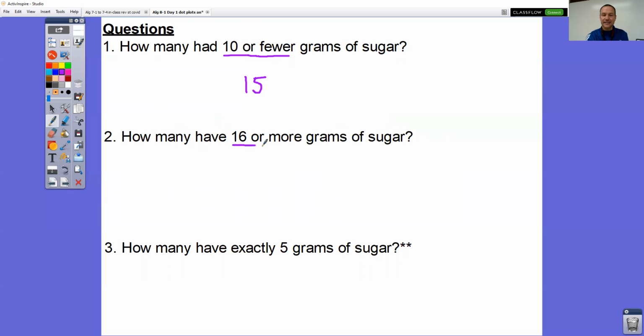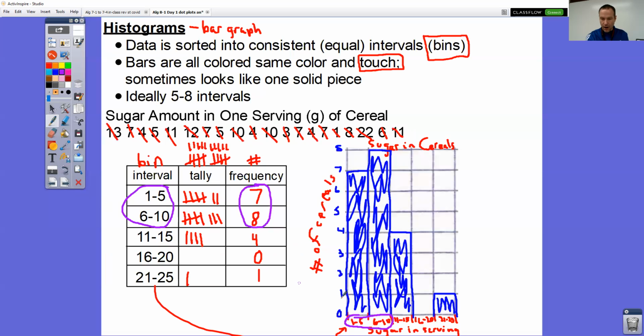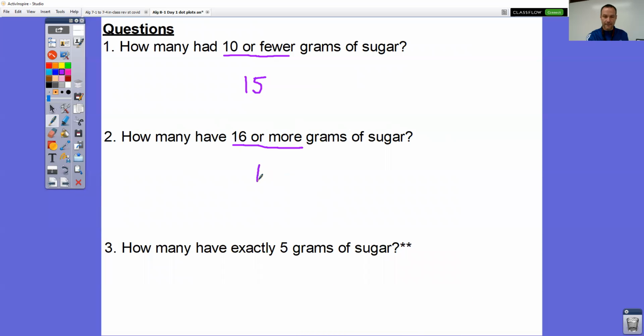How many had 16 or more? 16 is here or more. So we're looking at these two. That is 0 plus 1, which is 1. Or you could look at the bar graph, histogram. 16 or more would be right there. We only have 1 of them.